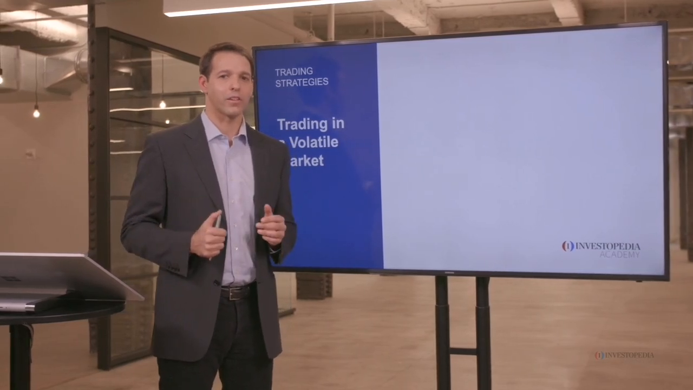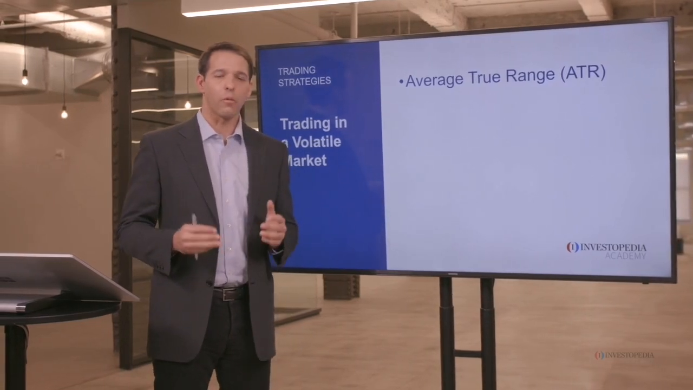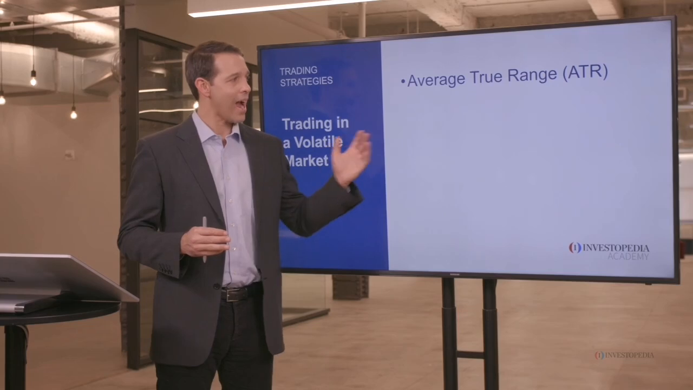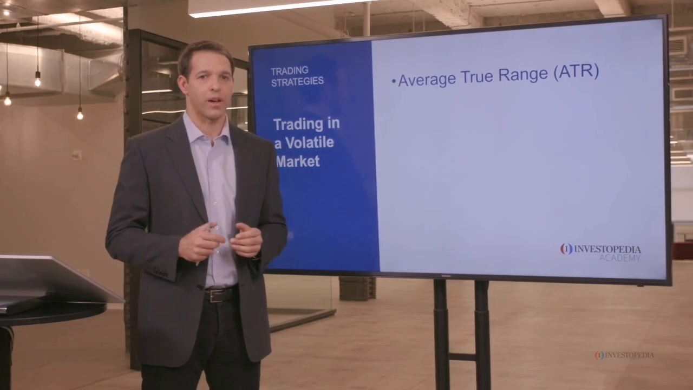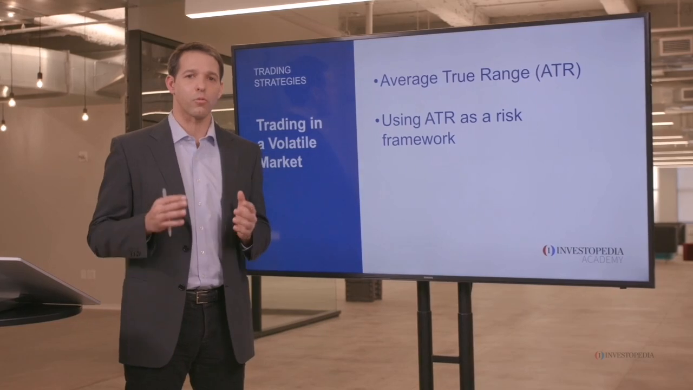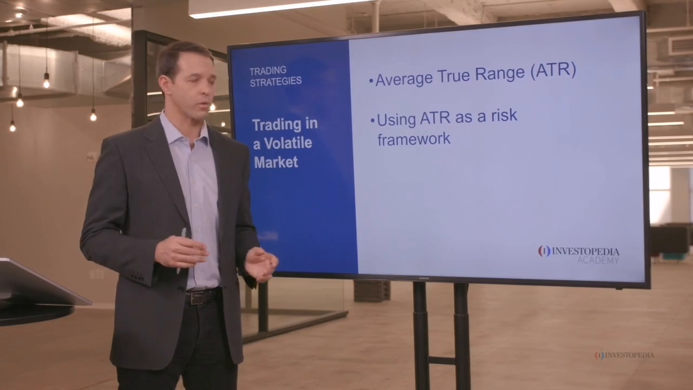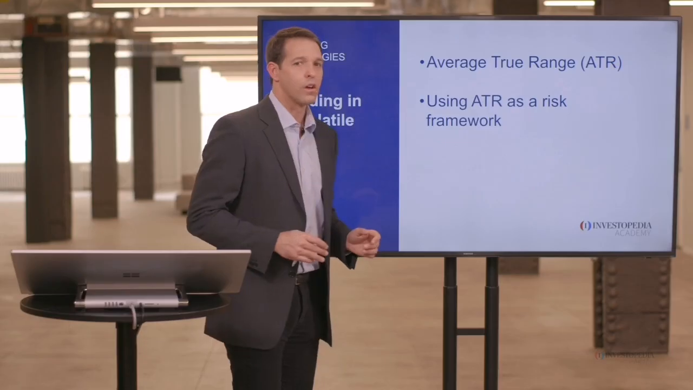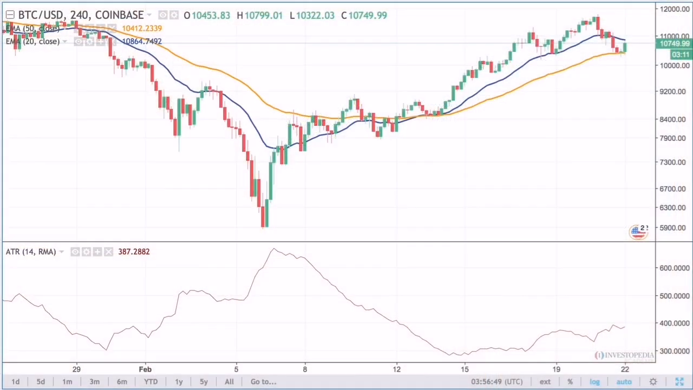Now, the indicator I like to use is called the average true range, or ATR. And what this is basically, just an average of how much the price has moved over a specified period of time. If you think about ATR, you can use it as a risk framework for where to set your buy orders and your sell orders and also your buy stops. So let's take a look at a chart right now and show you how this works.